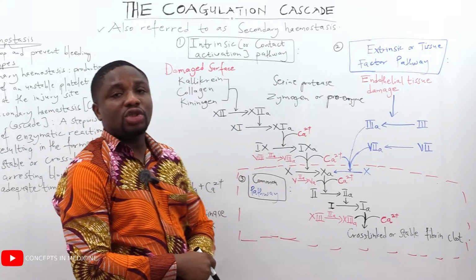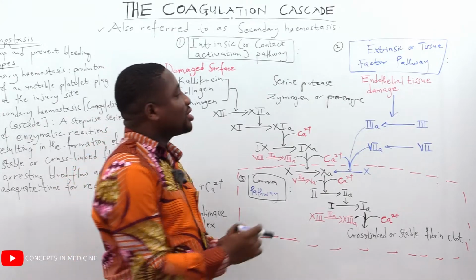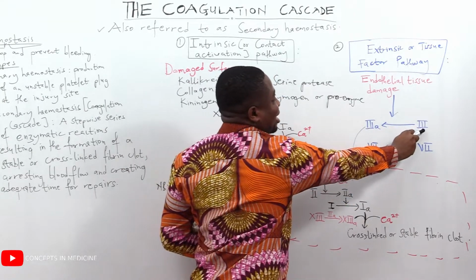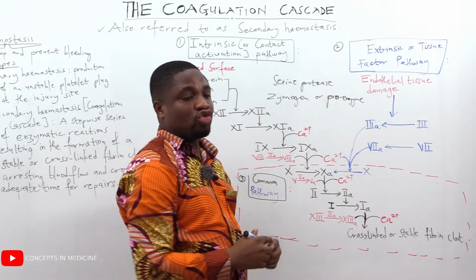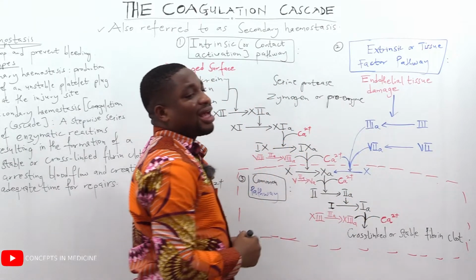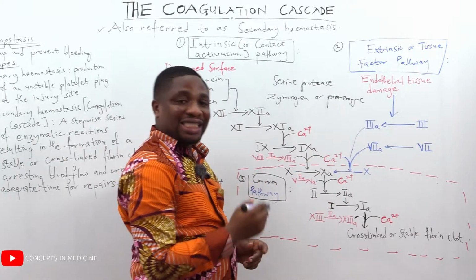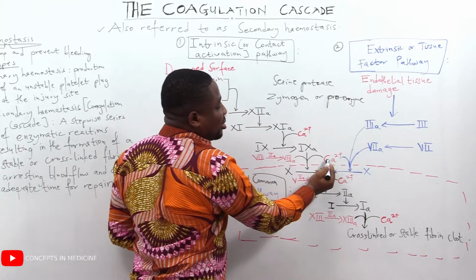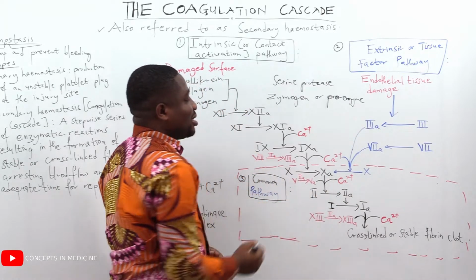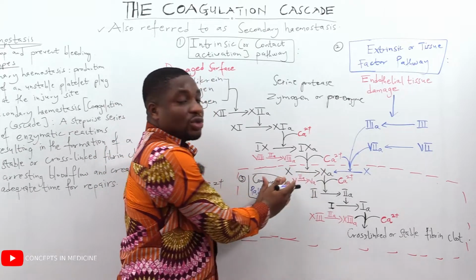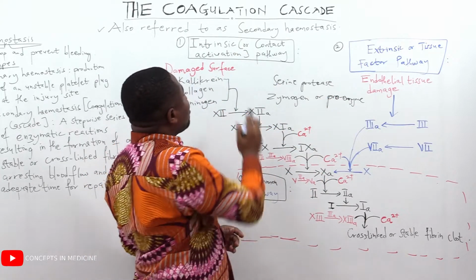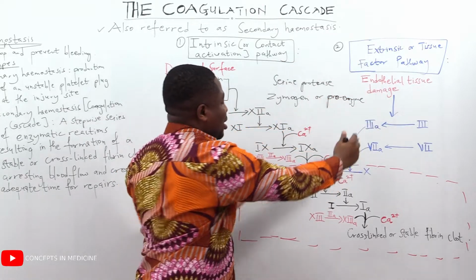Let's talk about the extrinsic or tissue factor pathway. Damage to the endothelial tissue causes the activation of factor 3, so we have factor 3 becoming activated factor 3. At the same time, through cross-link reactions, it activates factor 7, so we have factor 7 becoming activated factor 7. Either activated factor 3 or activated factor 7 will then react with calcium to cause the activation of factor 10. So we have factor 10 becoming activated factor 10, and that is where the common pathway is going to begin. Because both the intrinsic pathway and the extrinsic pathway meet at a point.